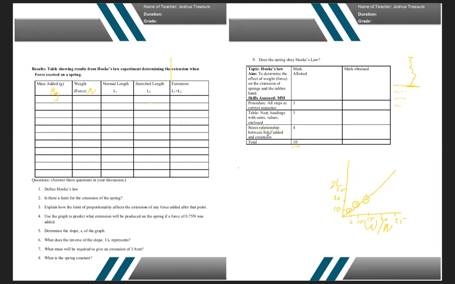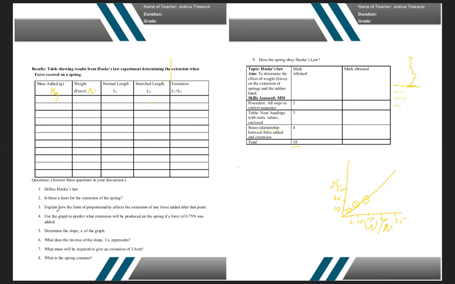And you want to state the relationship between force added and extension. This is 4 marks. So you want to make sure that this is done properly. All right, let's move on to the next lab. I believe we're finished here.